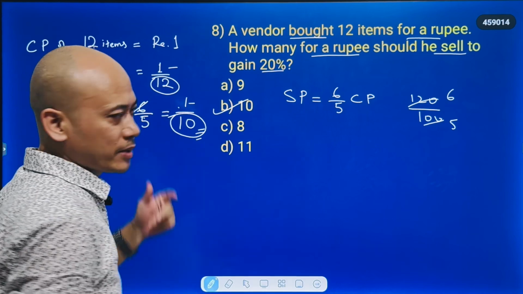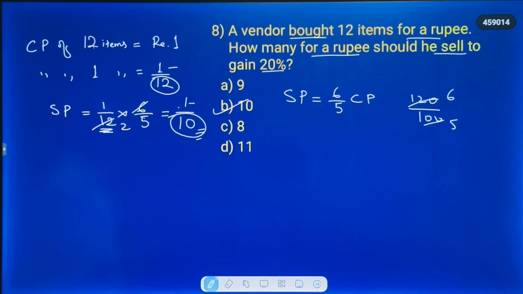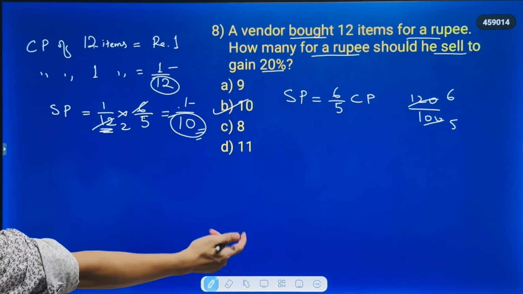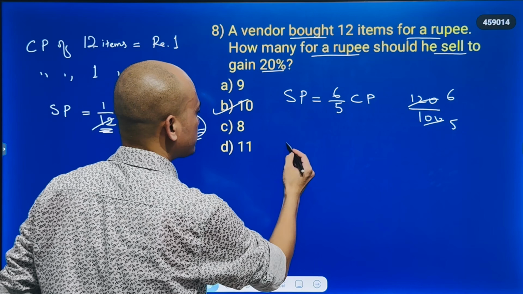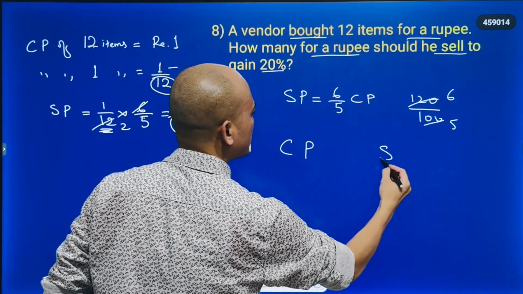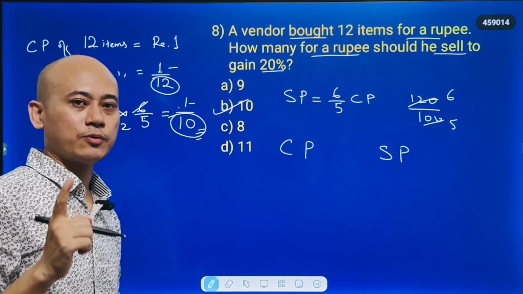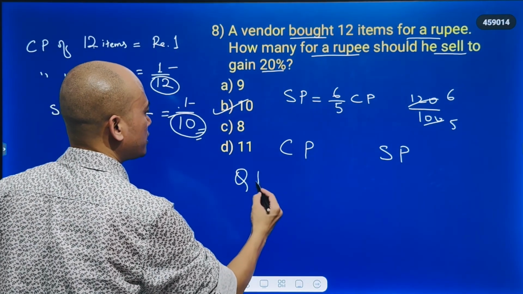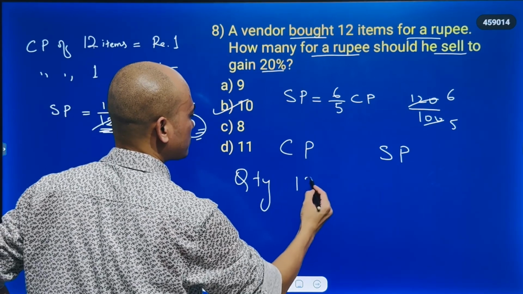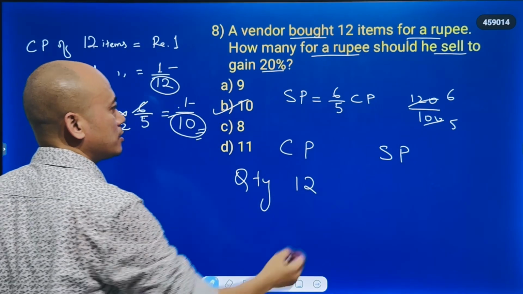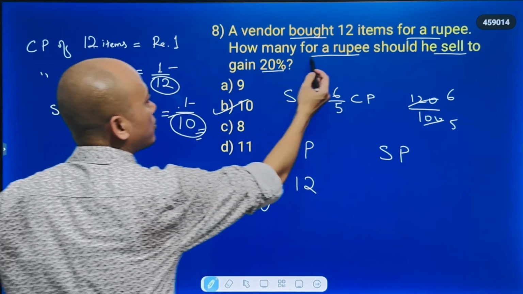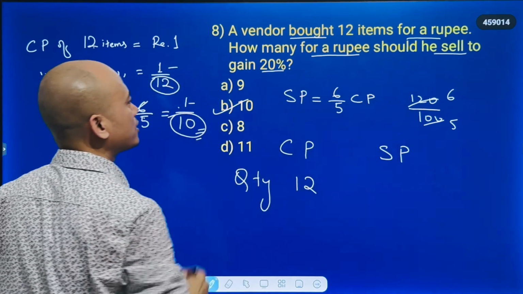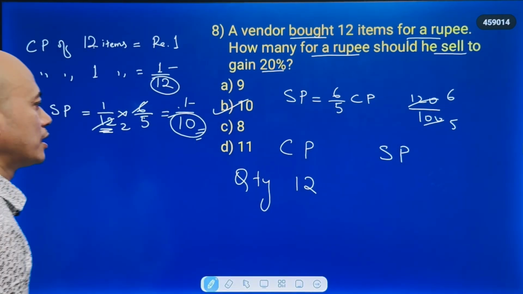So this is the basic method. Now we will try to solve it in one line, a little faster. CP and SP have to remain the same, 1 rupee, 1 rupee. So now the quantity is how much? Quantity is 12 items. This one we have to find. For how many items for a rupee should he sell to gain 20%? We do not know that quantity.